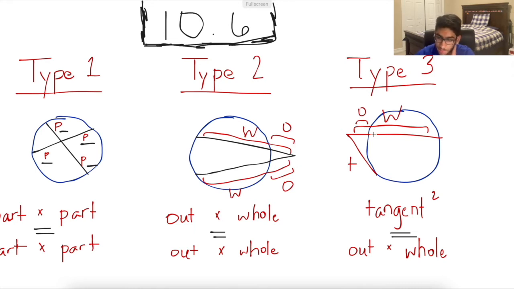In type 3, we have a tangent line that is intersected with a secant line. So in this type, we want to square the tangent and then do what we did in the previous type, which is outside times whole. So we're going to be doing some practice problems.